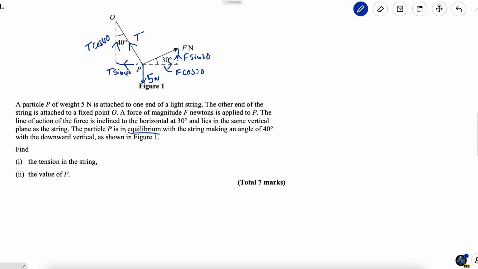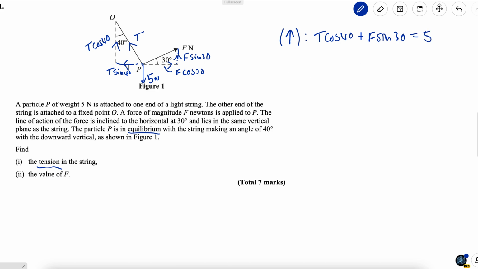Now I've marked all of those on, in order to find the tension in the string, I can resolve vertically and I can resolve horizontally. If I resolve vertically, as it's in equilibrium, the upwards forces balance with the downward forces. I've got two upward forces, T cos 40 and F sine 30, and one downward force which is 5 newtons.